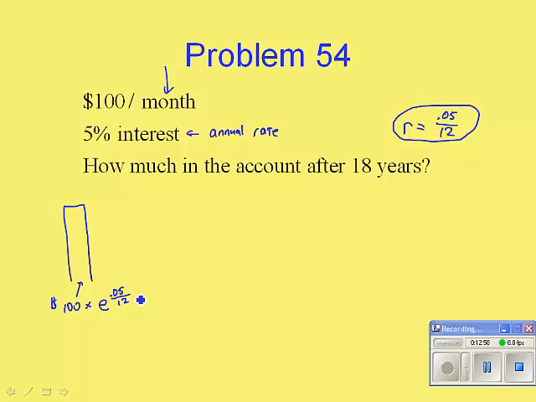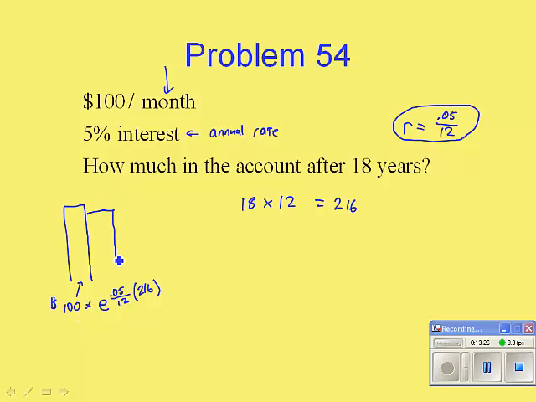And now what about the time? Well, I have to be careful here, I guess. How many months are going to go by for this problem? What'd you get? 216, because 18 times 12 is 216. Yeah, so that'll be 216. So that's how much is going to be in the very first rectangle.